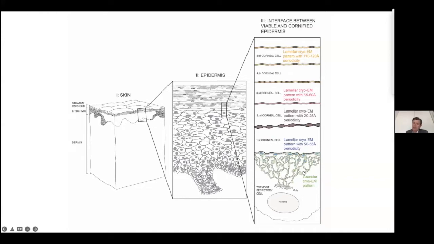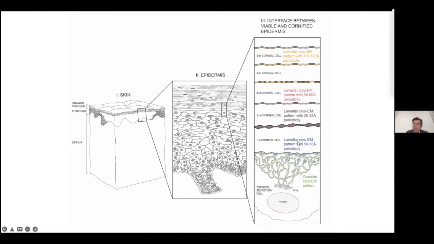And what we see in the cryo-electron microscope is that the lamellar bodies are more or less exclusively composed of a multigranular, a fine granular structure in the native state in cryo-electron microscopy. And then the closer we come to the interface between the stratum corneum and the stratum granulosum, small patches of lamellar structures appear. That's what's marked with blue here. And these are lamellar structures with a periodicity of 50 to 55 angstroms. That is a periodicity of 5 to 5.5 nanometers.